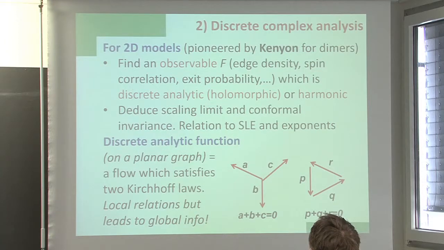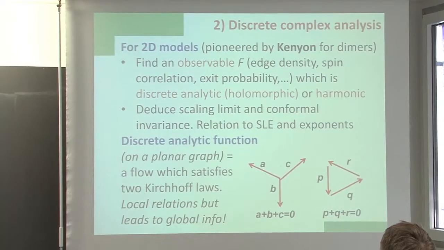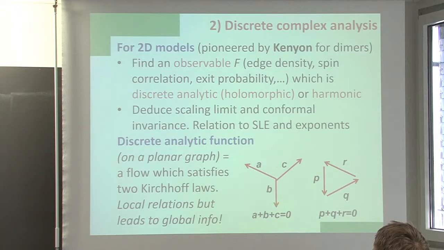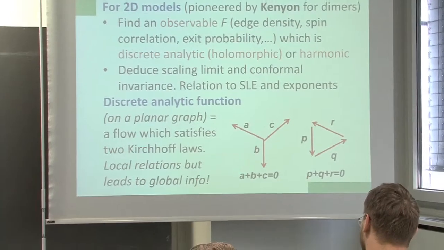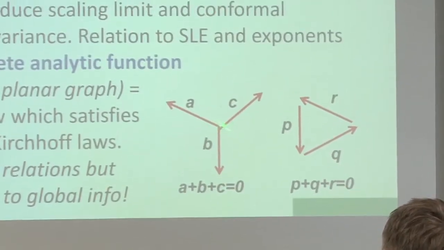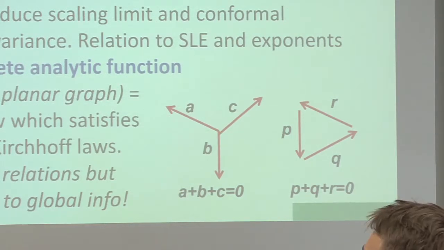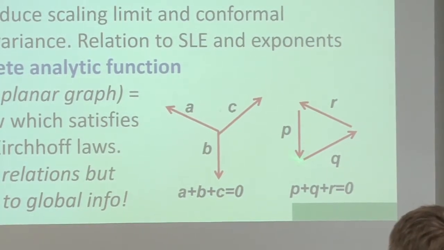You find some object in your model which is discrete harmonic or discrete analytic. Discrete harmonic functions most people have seen: those are just functions on a graph which have the mean value property. Discrete analytic is slightly more subtle, but discrete analytic functions are already in Kirchhoff's book on electrical networks. We have an electric network and a flow, or a liquid flowing in some pipe system, and it satisfies two Kirchhoff laws: the amount of liquid flowing into a joint equals the amount flowing out, so the net is zero. And the amount flowing around a face is zero, since we are in a plane.